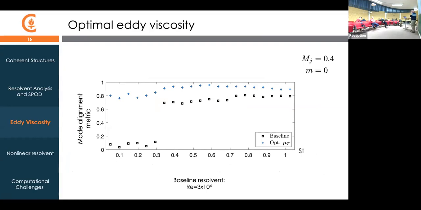The answer turned out to be surprisingly good. We can find a mu_T field such that we can align the SPOD and the resolvent modes. I'm going to show you a series of plots where the y-axis is what we call the mode alignment metric. This is just the inner product between the first SPOD mode and the first resolvent mode. If this is unity, then the two spatial patterns are identical. If this is zero, then they're completely uncorrelated. And in between, it's open to interpretation.